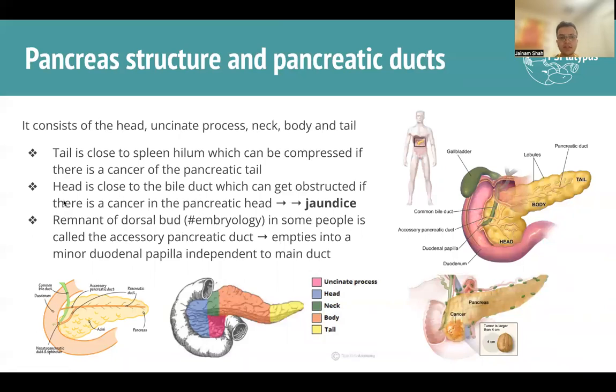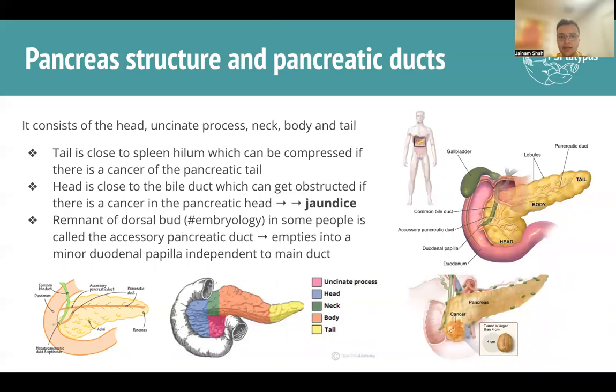The head of the pancreas is quite important as well, because that is in close relation to the bile duct. So if I have a cancer in the pancreatic head, I'm going to compress the bile duct. Bile is not going to be able to get into the small intestine, and suddenly I end up with obstructive jaundice. And then finally, the remnant of the dorsal bud, which I'd encourage you to look back on the embryology lectures for what that is.